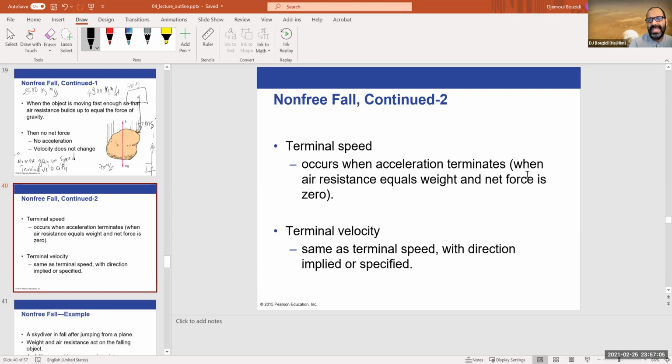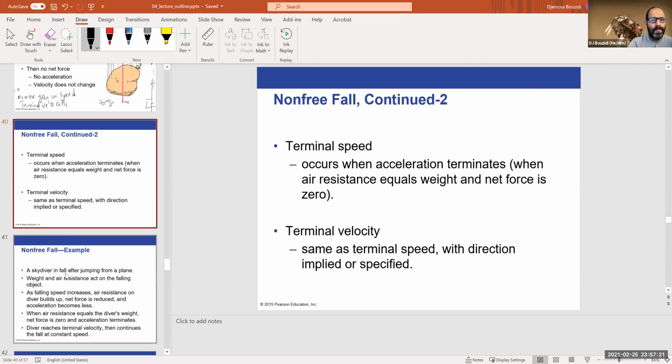So that's basically what I meant by terminal. Terminal velocity occurs when acceleration terminates. Then no more acceleration, when air resistance equals weight and net force is 0. Terminal velocity is the same as terminal speed, with direction implied going down. Terminal speed is the same thing because we're going down.